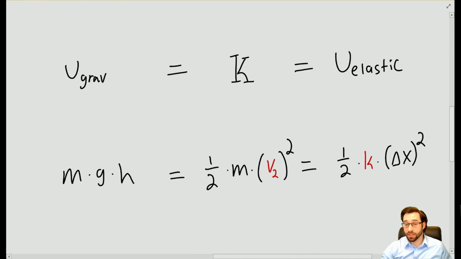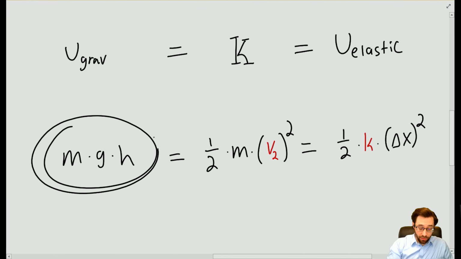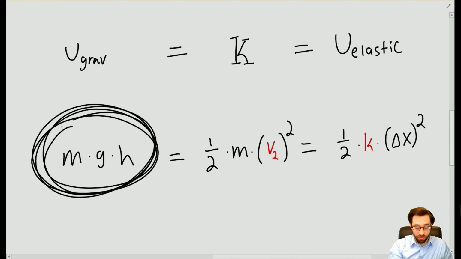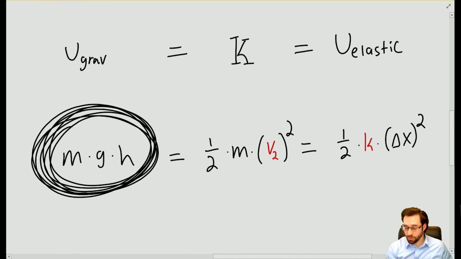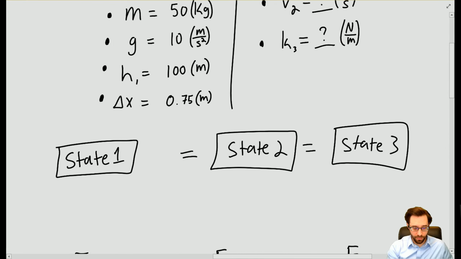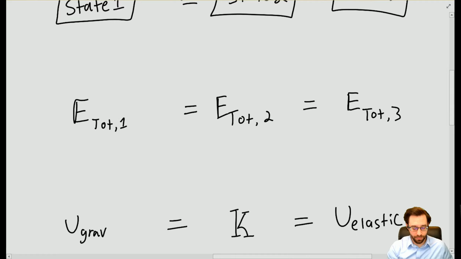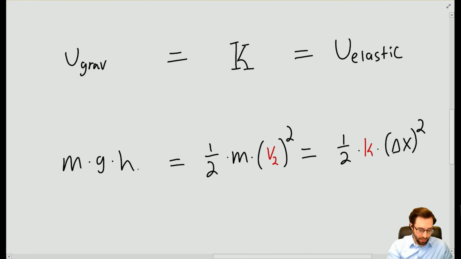So those are the two things that I'm solving for. Now, if I look at this, there's no red variable in here, so that should mean that I know those variables. So let's check our knowns: M, G, and H. Here I've got H1, that's just representing the height at state 1. So technically I could put a 1 right there. Make sense?